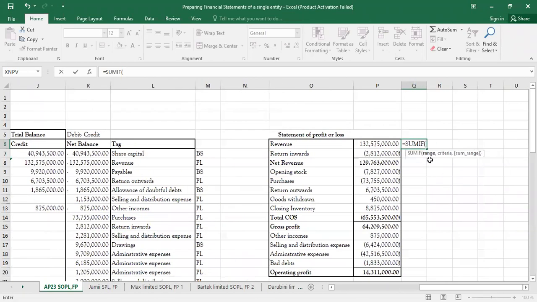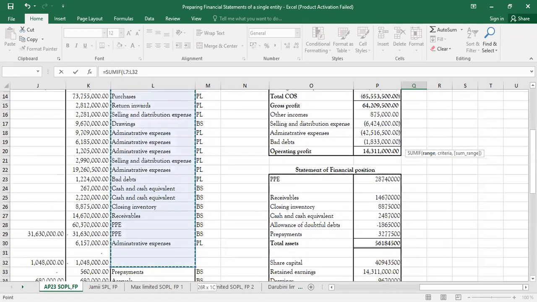We've been asked for the range. So the range is your tag column, the account in the respective statements. I told you the range is the tag column. You take the tag column.